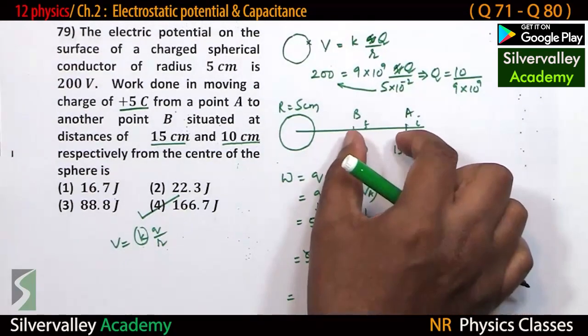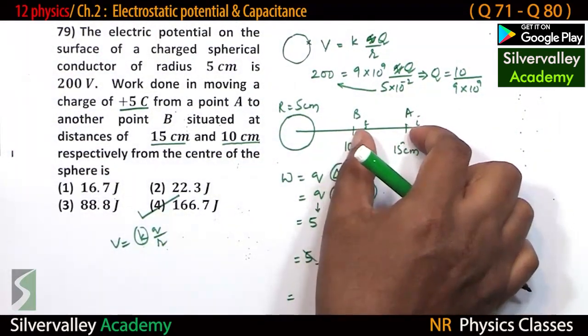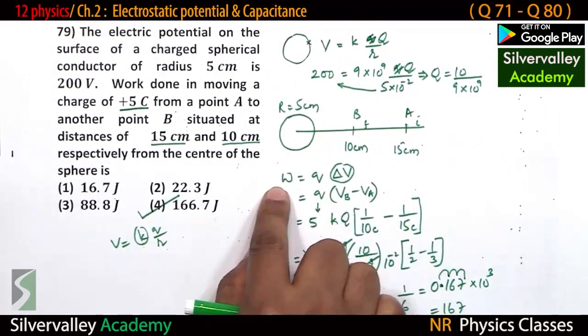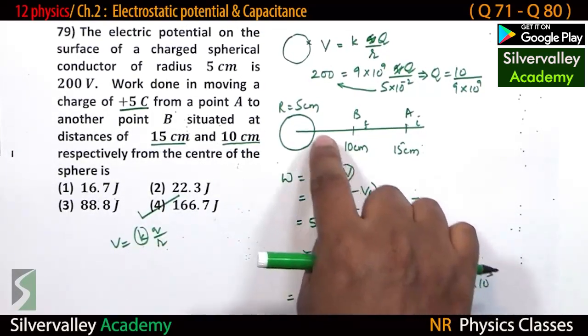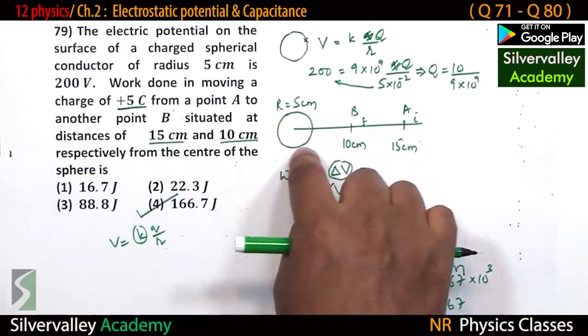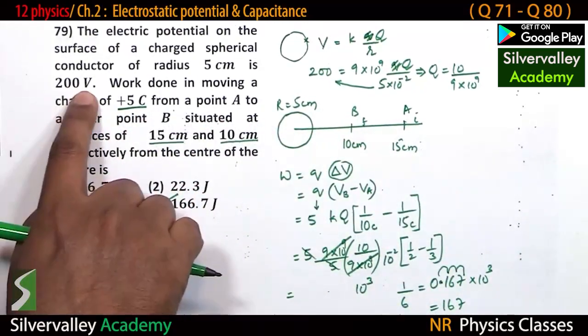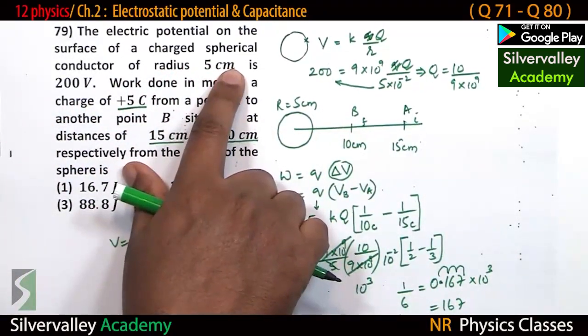So find out the potential difference. That multiplied by charge gives work done. But in this potential difference, we should know the charge on this. To find the charge, this is given: 200 volt and radius 5 centimeter.